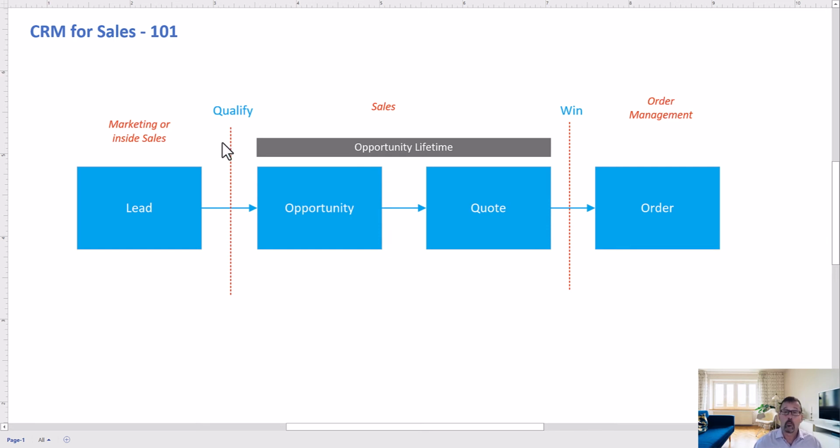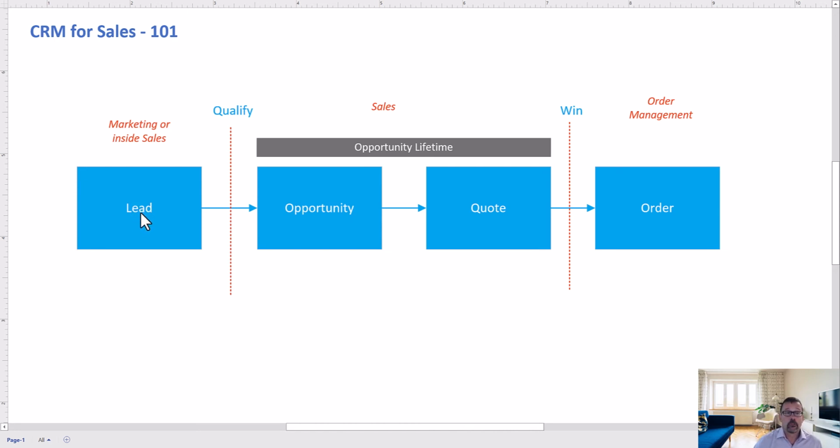Go win deals. Where this can break down is when there's a complex process involving products or services that need additional work, additional design, maybe some engineering, credit approval, all of these extra things.